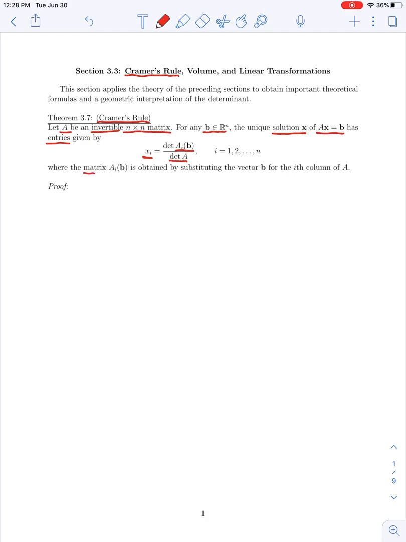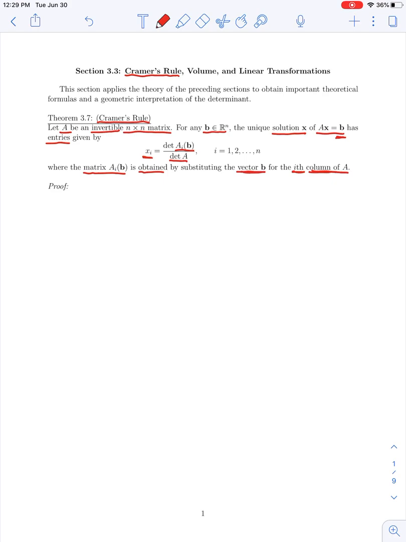Now this matrix A sub i of b is the matrix which is obtained by substituting the vector b, that is the vector which forms the right-hand side of our equation, for the ith column of the matrix A. So that determinant of the matrix in our numerator for this x sub i coefficient is obtained by looking at the matrix whose ith column is replaced by this vector b on the right-hand side.